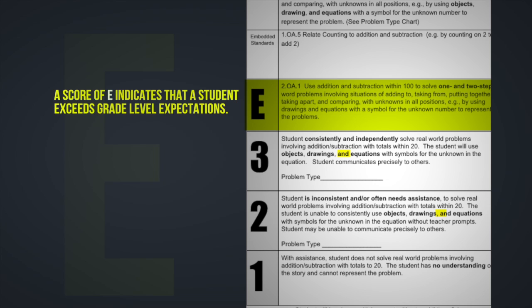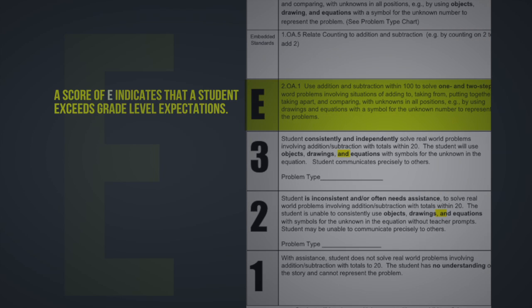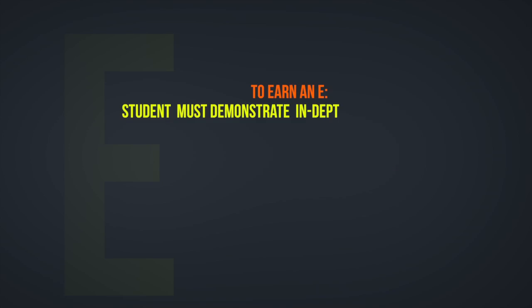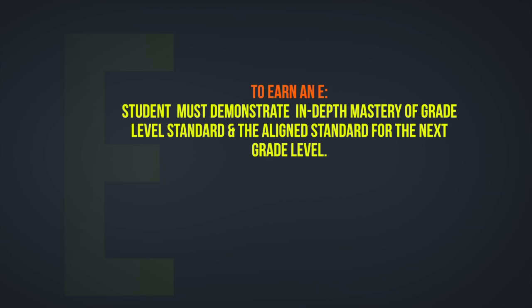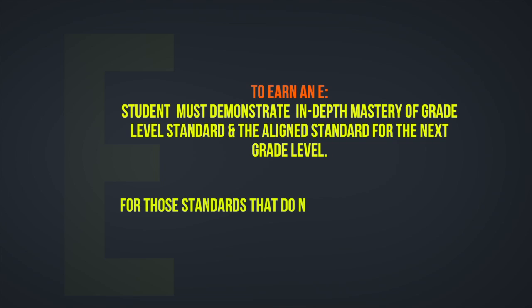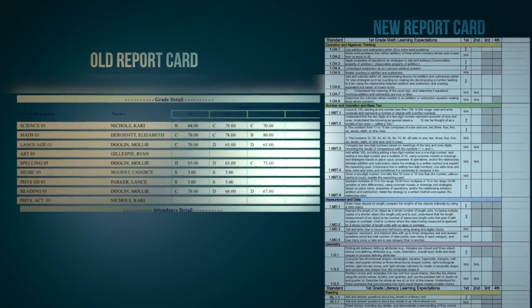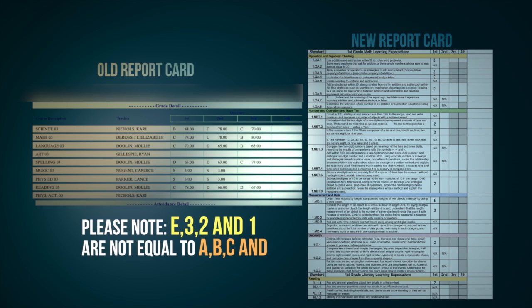In addition to mastering the grade-level standard, to receive an E, a student must demonstrate in-depth inferences and applications beyond what was taught. Exceeding is not the equivalent of an A on a traditional report card. An E is a rare exception where the student not only demonstrates mastery of the grade-level standard, but also repeatedly demonstrates mastery of the aligned standard for the next grade level. For those standards that don't align to the next grade, a student will not have the opportunity to earn an E. Please note, E, 3, 2, and 1 are not equal to A, B, C, and D.